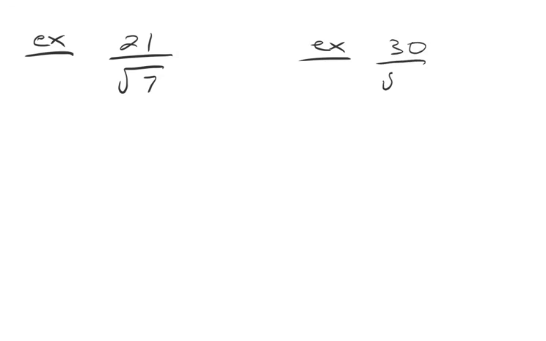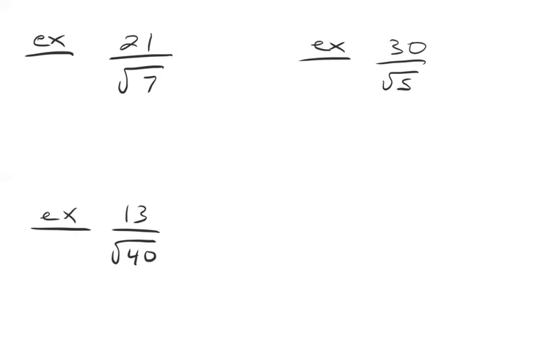Okay, let's have you try a couple of these and go ahead and write your answers. We're going to do 21 over the square root of 7. We're going to try 30 over the square root of 5. And then we're going to try one more example, 13 over the square root of 40. So give those a shot.